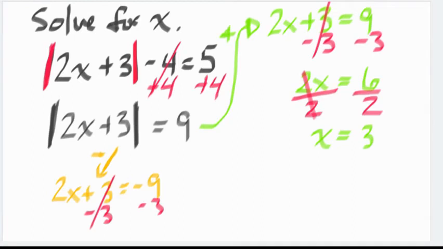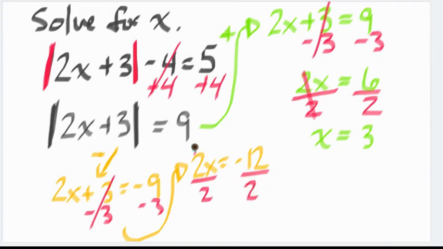And that'll be, let's kind of run out of space here. So 2x equals, what is that, -12, -9 minus 3. Then divide by 2. Divide by 2 on both sides. And we've got x equals -6. All right, so our solution set is -6 and +3.